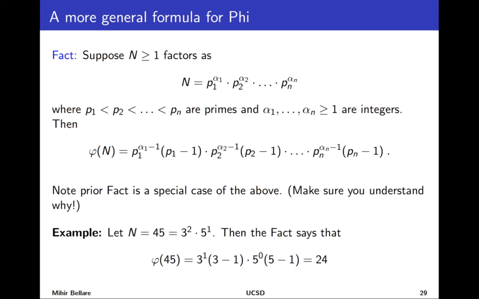You can use this like if you want to find phi of 45, you factor it as 9 times 5 or 3 squared times 5, and then according to the formula it's 3 to the power 1 times 3 minus 1, 5 to the power 0 times 5 minus 1, which is 24.